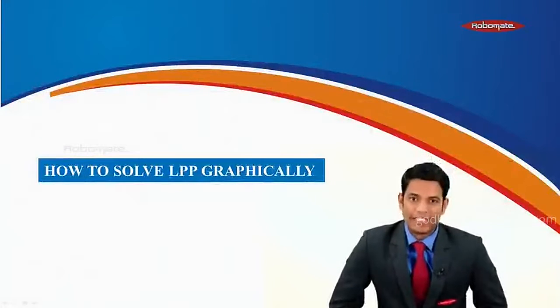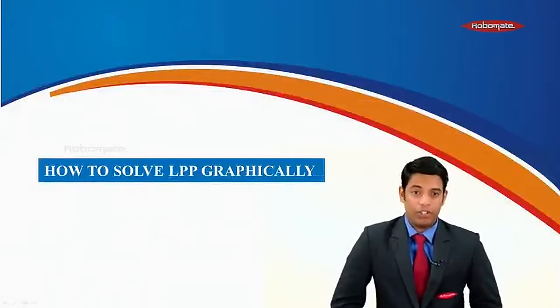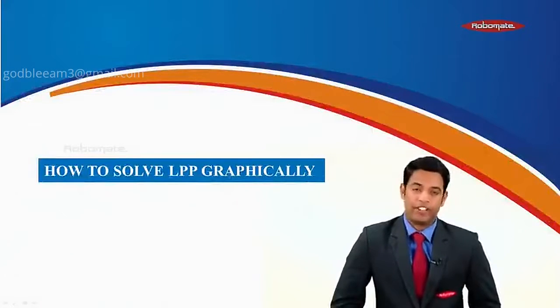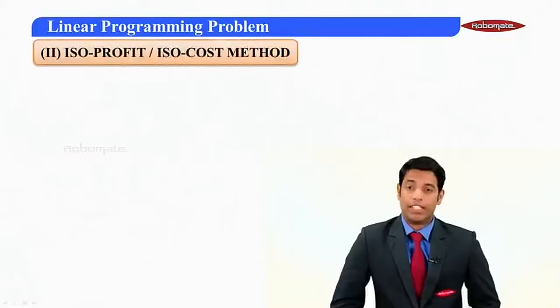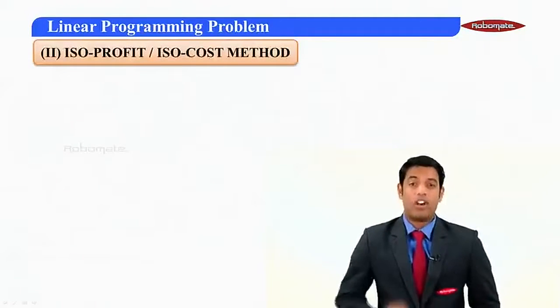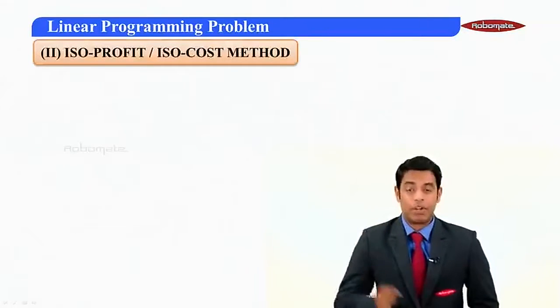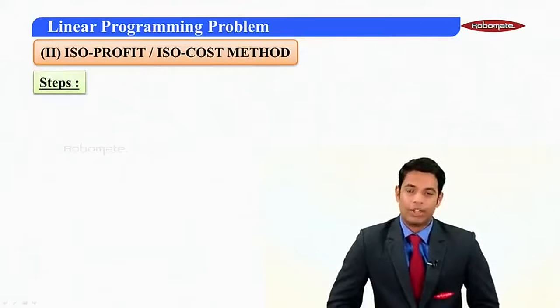Hello students, welcome back to our chapter called LPP. In this module, we are going to see another method to solve LPP graphically. Let's see what that method is. So the method is called isoprofit or isocost method. Isoprofit for maximization problem and isocost for minimization problem. So let's see what are the steps.